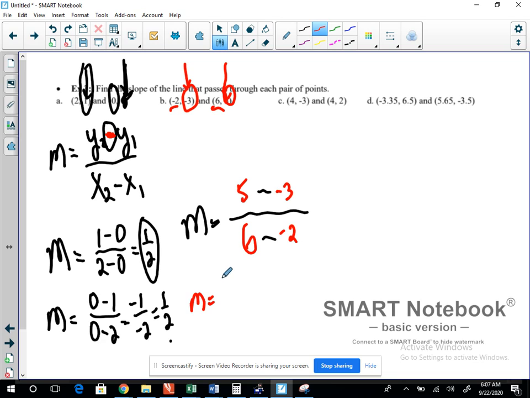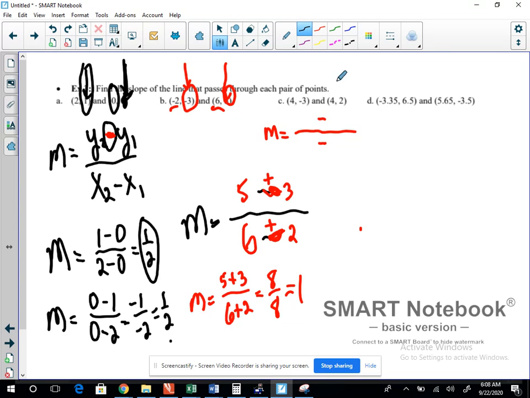So a couple things you could do. You could rewrite it down here and say it's 5 plus 3 and then 6 plus 2, which gets us 8 over 8. What some students do instead of rewriting that is they just scribble out the two negatives and make it a positive. And then you're still going to get 8 over 8, and our slope in this one is 1. So one of the things I recommend doing so you don't mess up is always putting that negative sign in there. Remember, that's part of the formula, and then work it from there.